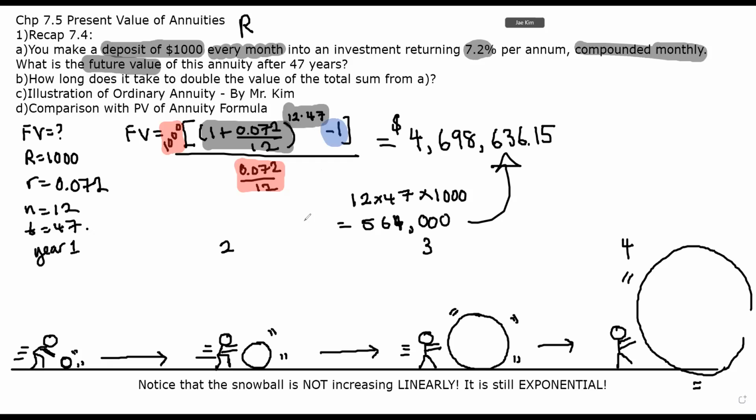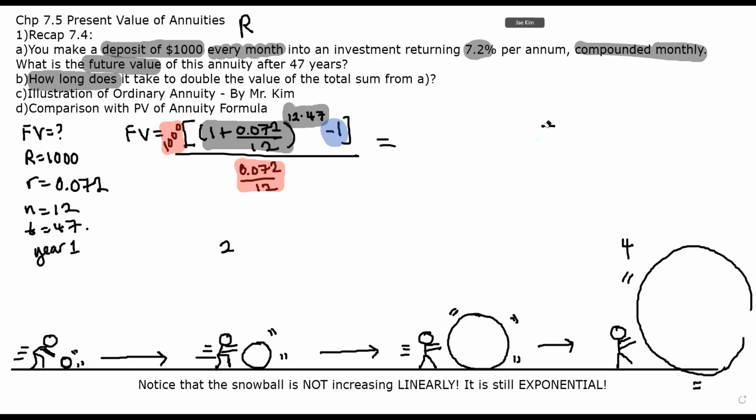So here's another thing I'm going to ask you to do before I make a comment. Part B asks, how long does it take? So this time I'm asking for the exponent. How long does it take if I want to double this value? So taking this amount, 4,698,636.15, I'm going to multiply that by 2. If my final value happens to be double this, so this is 9,397,272 and 30 cents. Then how many years?